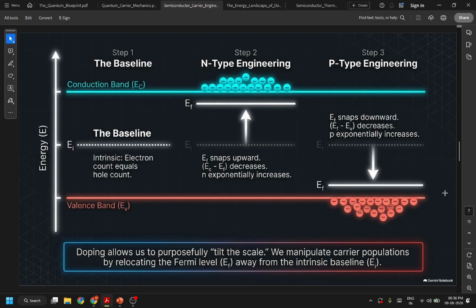Similarly, if we do p-type engineering, which is, we increase the number of holes, then EF will snap downward, that is, closer to the valence band. EF minus EV will decrease, and the hole carrier concentration will exponentially increase. So doping allows us to purposefully tilt the scale. We manipulate carrier populations by relocating the Fermi level away from the intrinsic baseline.